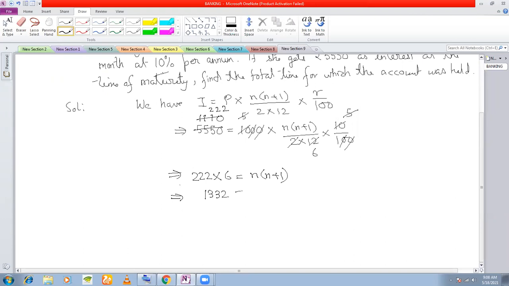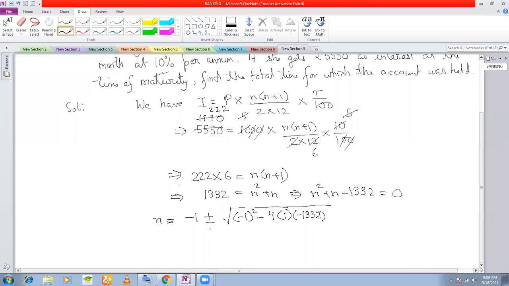1332 is equal to n square plus n. And therefore now you get here n square plus n minus 1332 is equal to 0. This is a quadratic equation. If you can factorize, well and good. If you can't factorize, you are welcome to use Sridharacharya. Minus 1 plus or minus root over of b square minus 4 into a into c, divided by 2 into a.